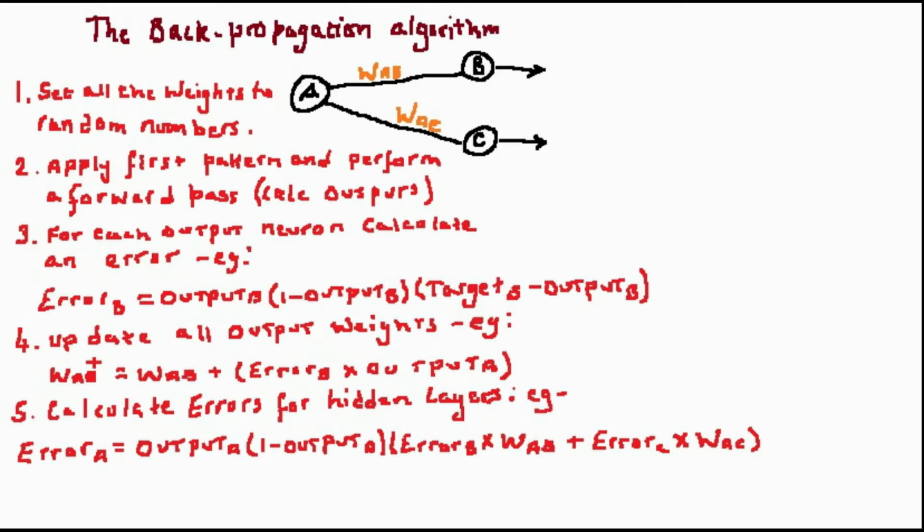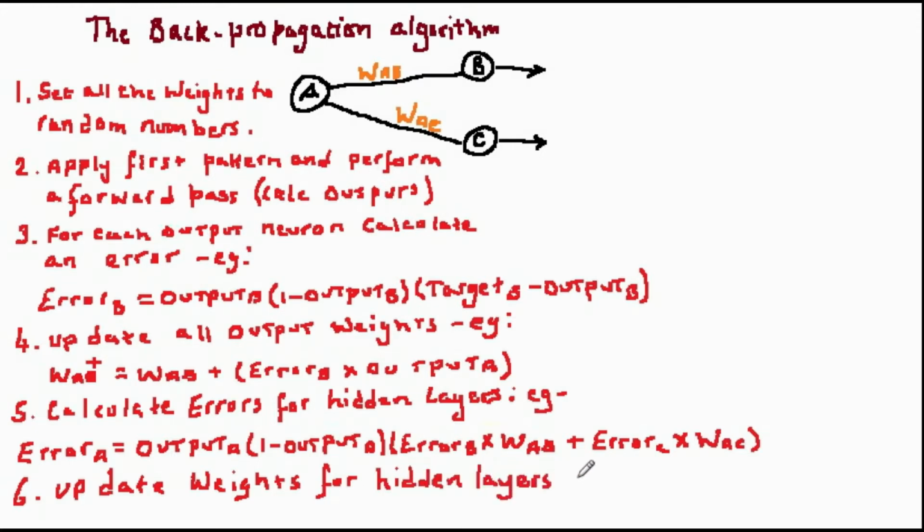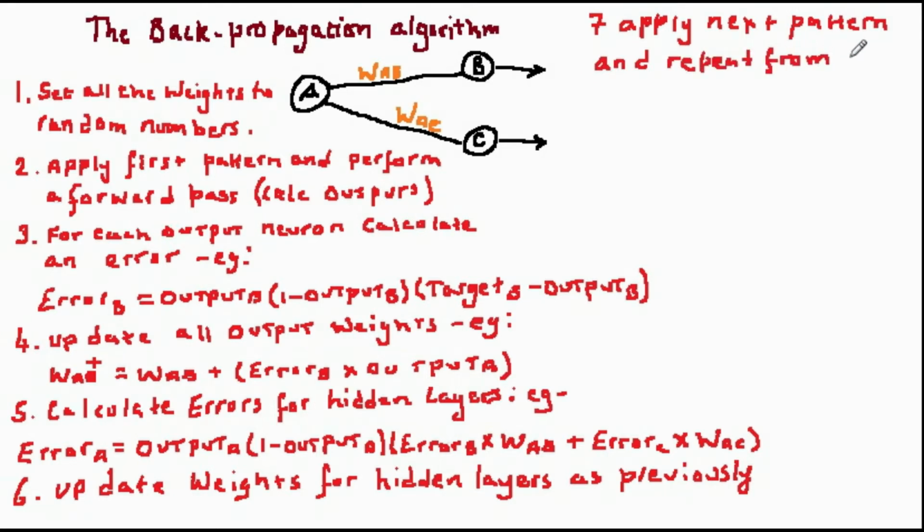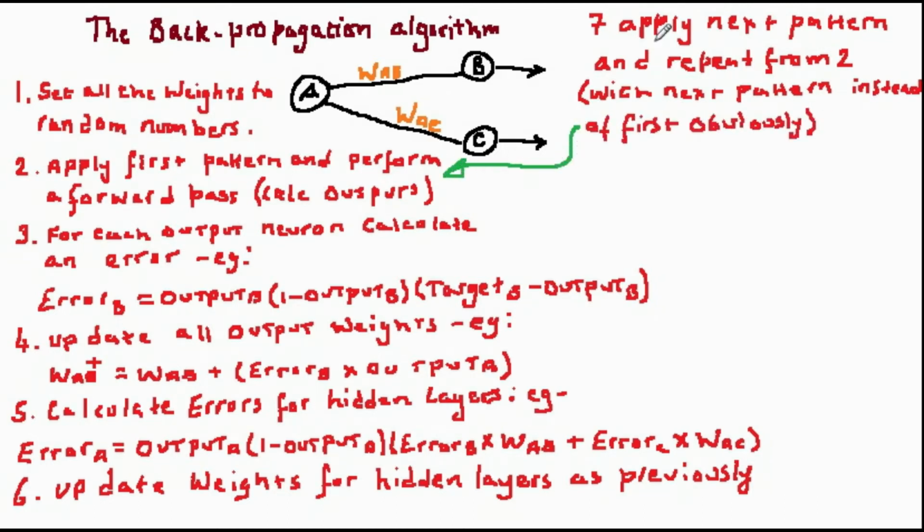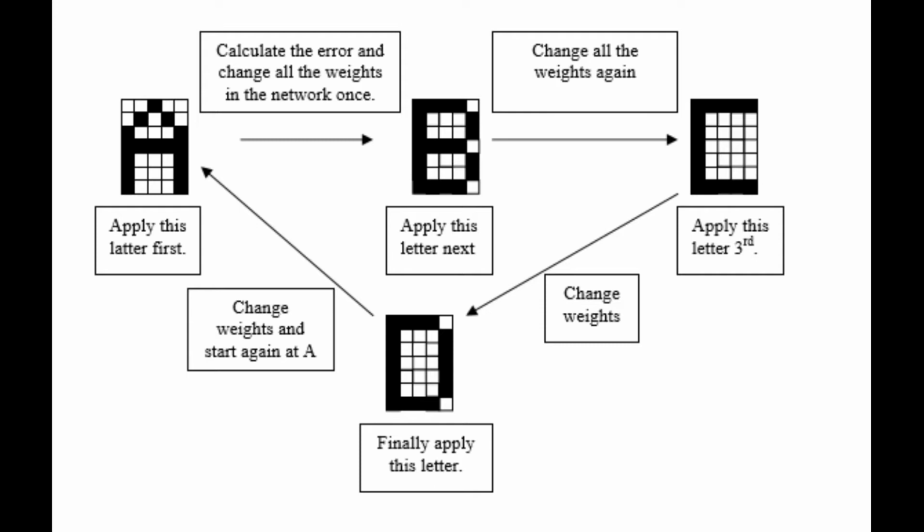Again, the factor output times 1 minus output is present because of the sigmoid squashing function. Having obtained this error, we can proceed exactly as we did previously and update all the weights in this layer. Once we have changed all the weights in the whole network once, and only once, we apply the second pattern to the network input and repeat the procedure, again once only for this pattern, and then the third pattern, and so on. The general algorithm for this is shown on the screen for the first 4 letters of the alphabet.